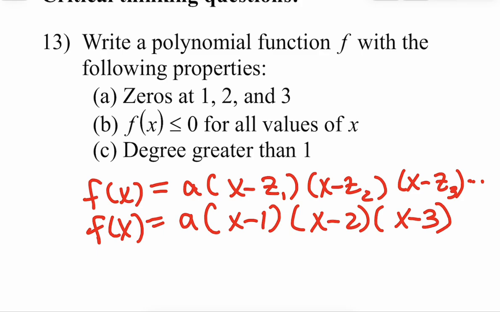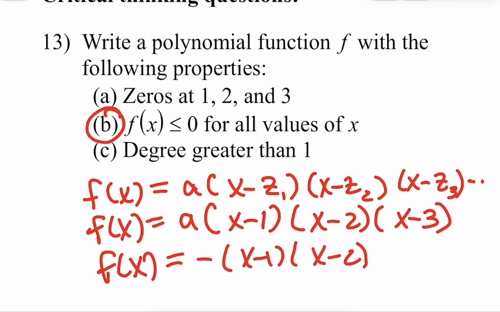My function is negative for all values of x. I don't see how that's possible, but what we'll do is we'll throw a negative in front. And the degree would be higher than 1. I don't see how that's possible. Yeah. Okay, tell me.